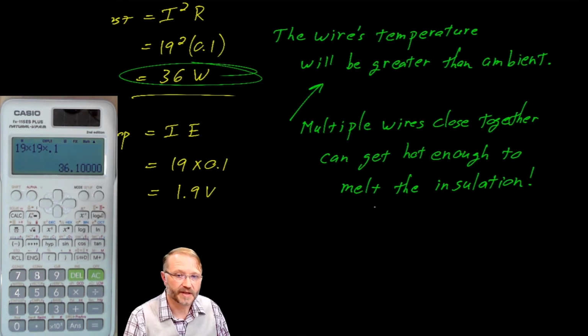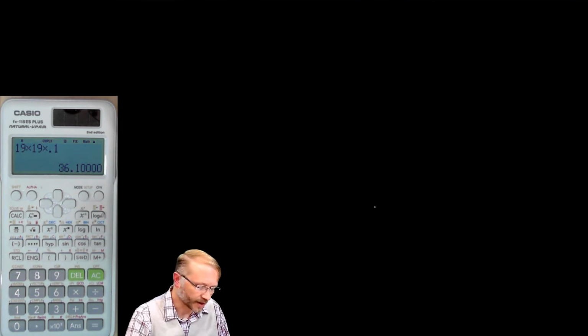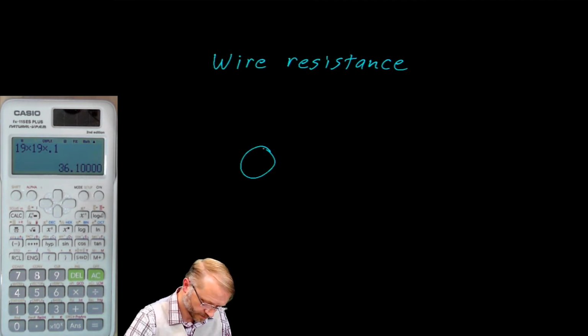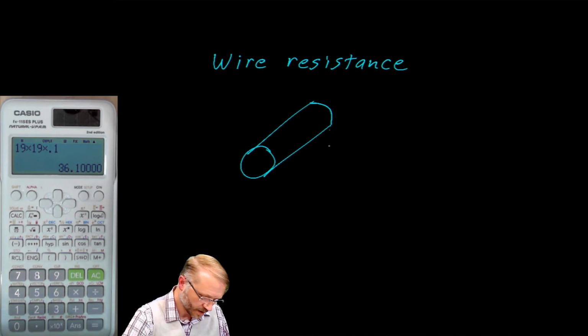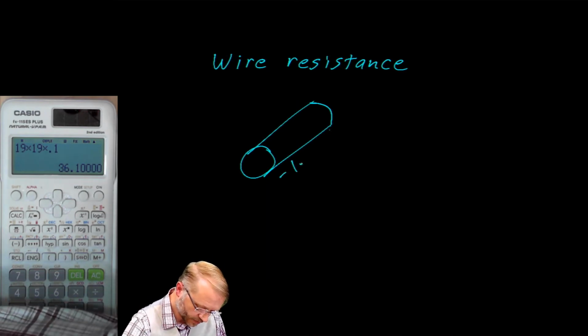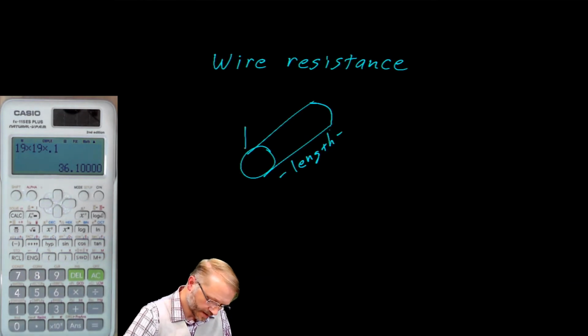This is just one of many reasons that we have codes that describe how wires are supposed to be run and terminated. Before we close, let's look a little closer at wire. We would talk about the length of a wire, and we would talk about the area.